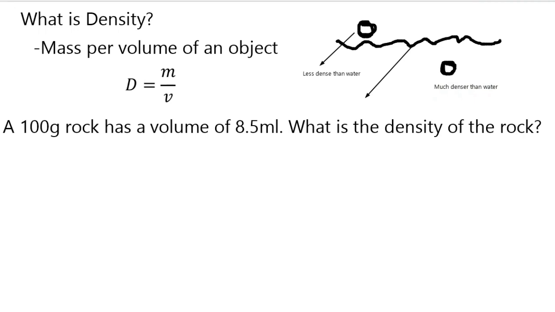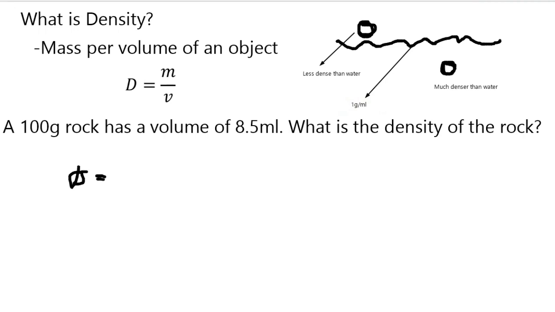So let's take an example here. Let me write the density of water: 1 gram per ml. It can also be 1 gram per cubic centimeter. A 100 gram rock has a volume of 8.5 ml. What is the density of the rock?